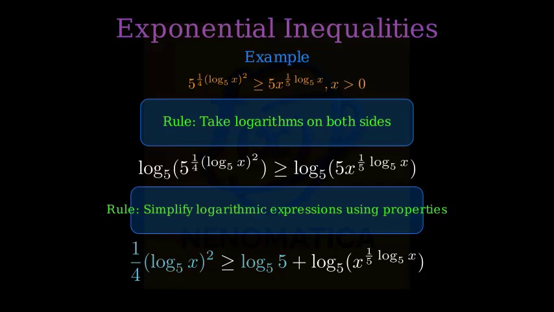For the left side, the logarithm base 5 of 5 raised to some power is simply that power. So the left side becomes 1/4 times the logarithm base 5 of x squared. For the right side, we can rewrite it as the logarithm of a product, which equals the sum of the logarithms. So we get the logarithm base 5 of 5, plus the logarithm of x raised to the power of 1/5 times log base 5 of x.